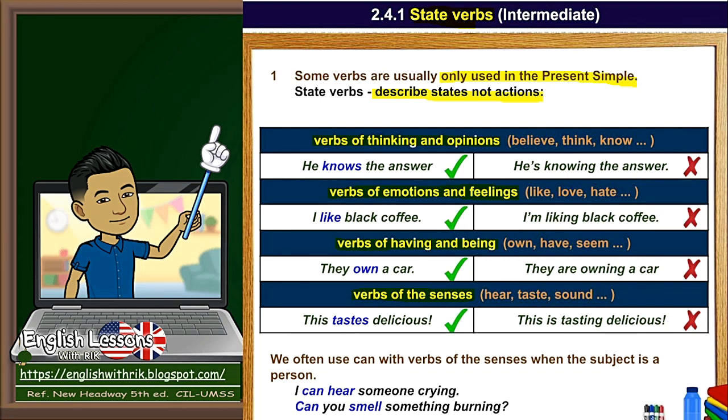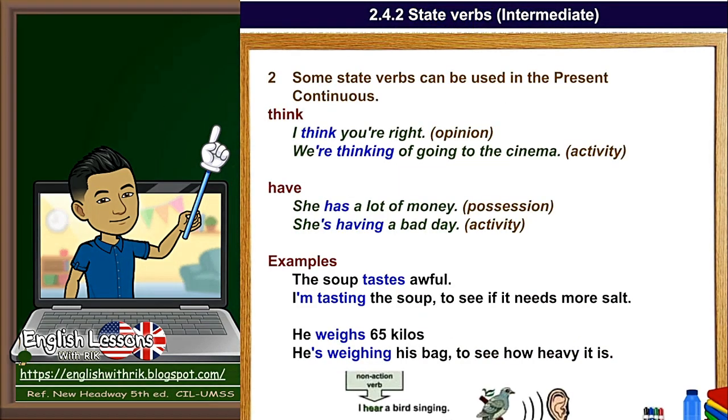We often use can with verbs of the senses when the subject is a person. I can hear someone crying. Can you smell something burning? Some state verbs can be used in the present continuous, but with a change of meaning. In the continuous, the verb expresses an activity, not a state.